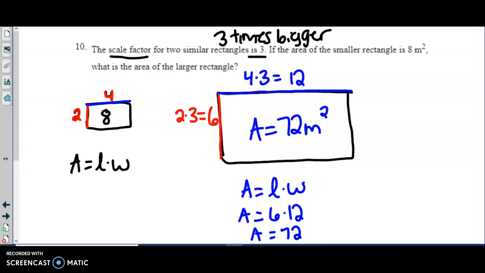Now, if you just took the area of the original and tried to make the area 3 times bigger by doing 8 times 3, notice you don't get the right answer. You can't just multiply the area by 3 because the scale factor tells you how much bigger you're making the sides. So you have to multiply the side lengths by 3. So that's how I did that one.